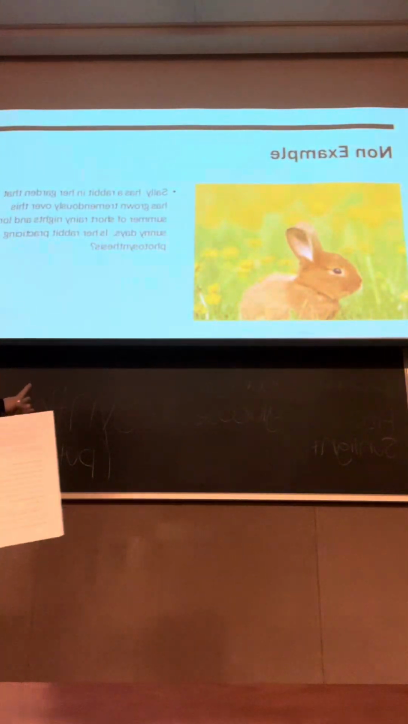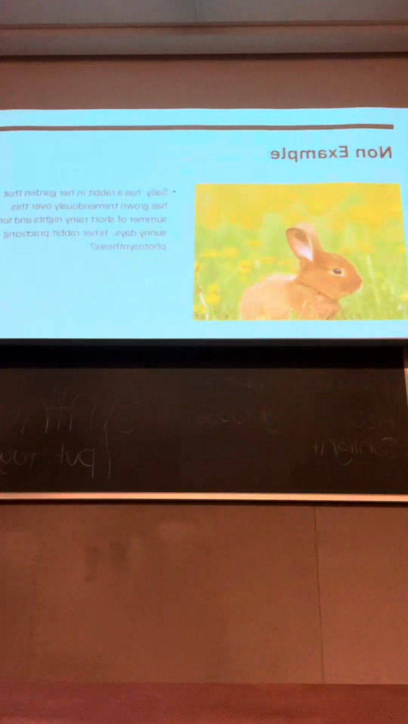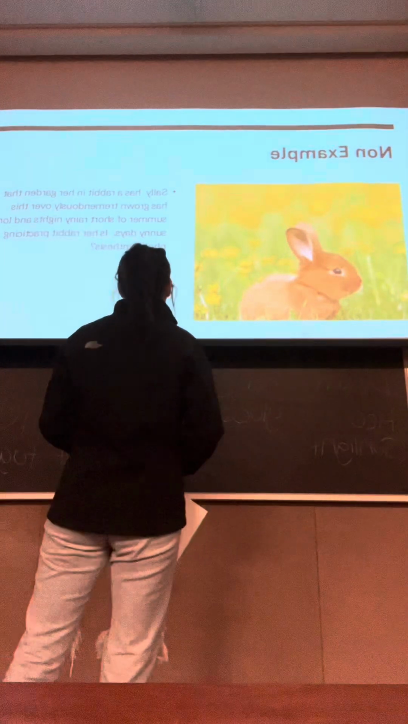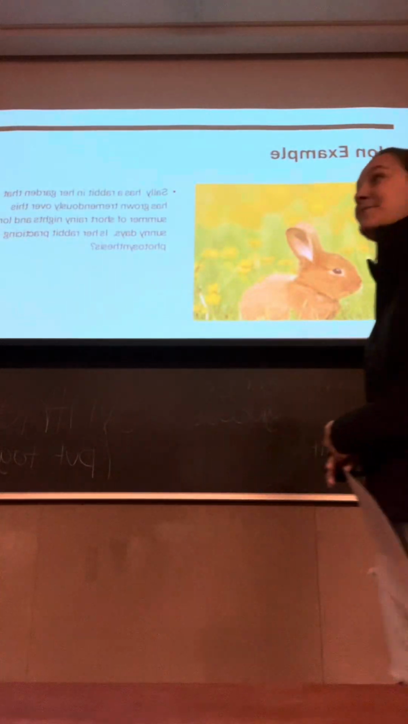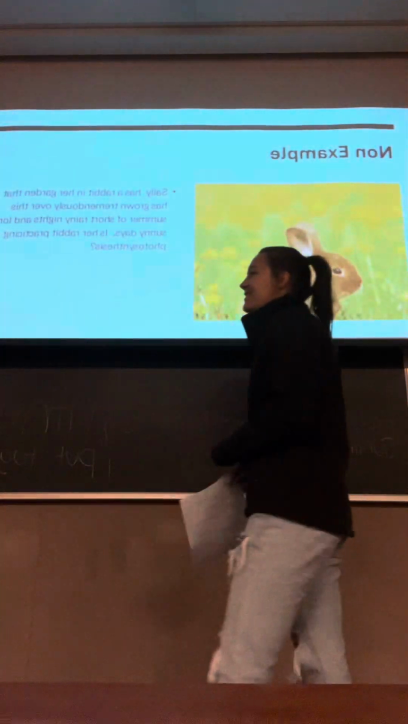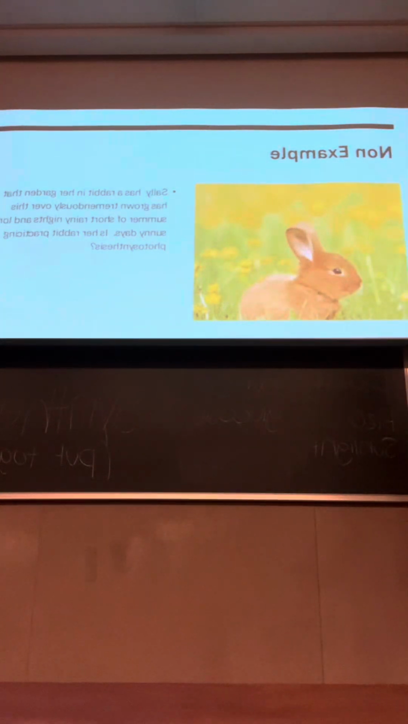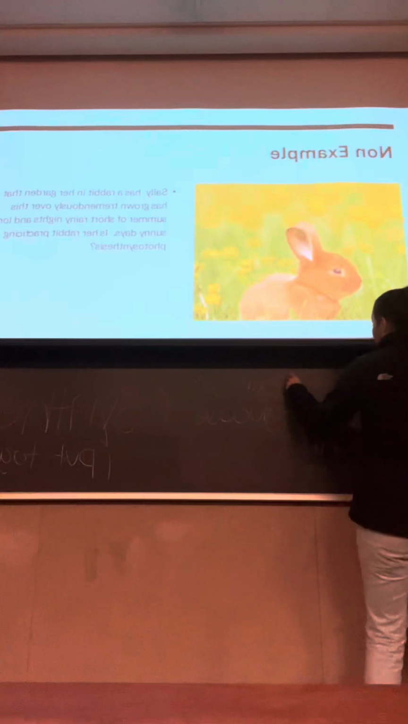This is not an example of photosynthesis, and we're going to go through why. Let me read it to you. Sally has a rabbit in her garden that has grown tremendously over this summer of short rainy nights and long sunny days. Is her rabbit practicing photosynthesis? Okay, so what's our first hint in this problem? First hint. Alex. Is it a plant? That's a good question. Are rabbits plants, guys? No, they're not plants. Okay, so that doesn't hit.